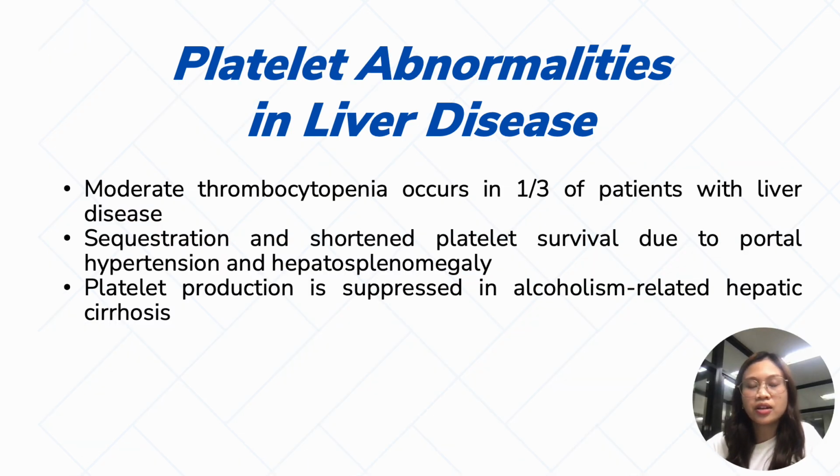Liver disease does not only alter the production of coagulation factors, but it also affects the number of circulating platelets. Moderate thrombocytopenia occurs in 1/3 of patients with liver disease due to sequestration and shortened platelet survival due to portal hypertension. In alcoholism-related hepatic cirrhosis, on the other hand, platelet production is suppressed.